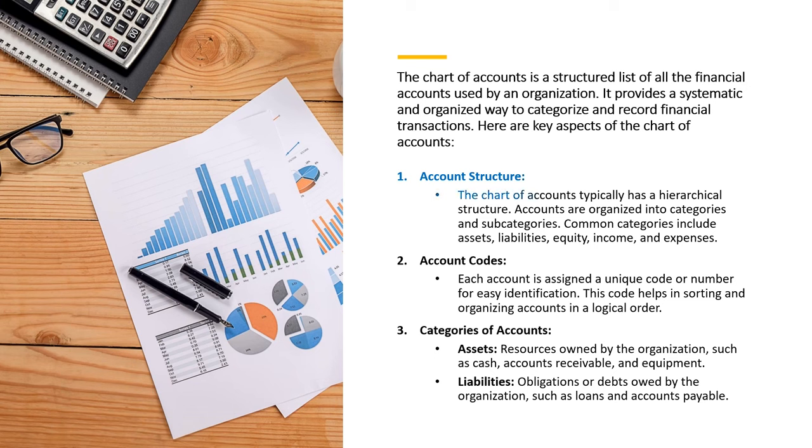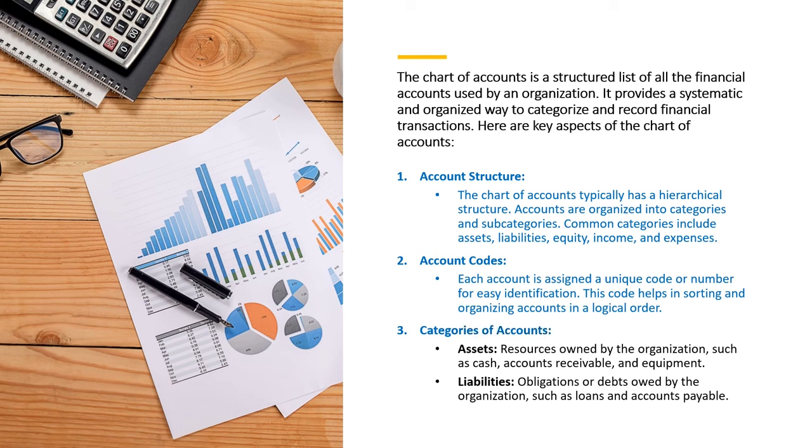1. Account structure. The chart of accounts typically has a hierarchical structure. Accounts are organized into categories and subcategories. Common categories include assets, liabilities, equity, income, and expenses. 2. Account codes. Each account is assigned a unique code or number for easy identification. This code helps in sorting and organizing accounts in a logical order.